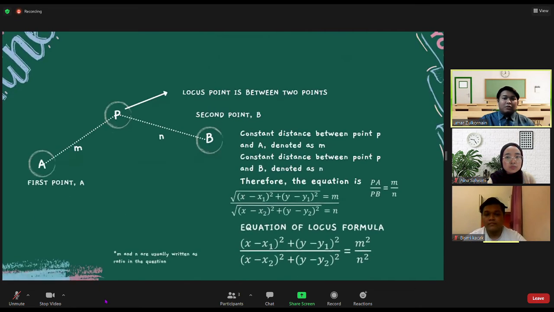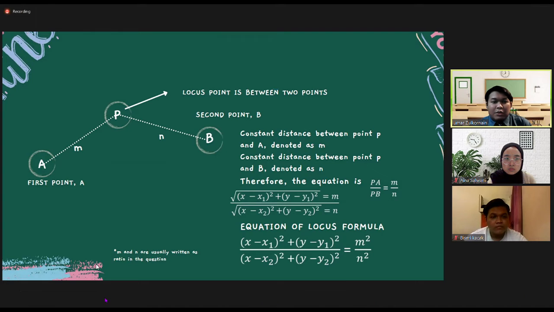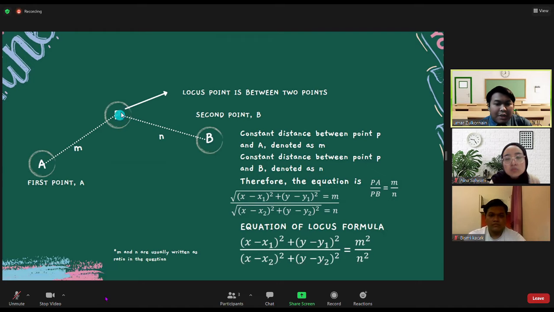So, this is the concept that I want to highlight with you guys. Let's say we have a point P. P is the moving point, and we have a first point A and a second point B. So A to P has a distance of M, and P to B has a distance of N.